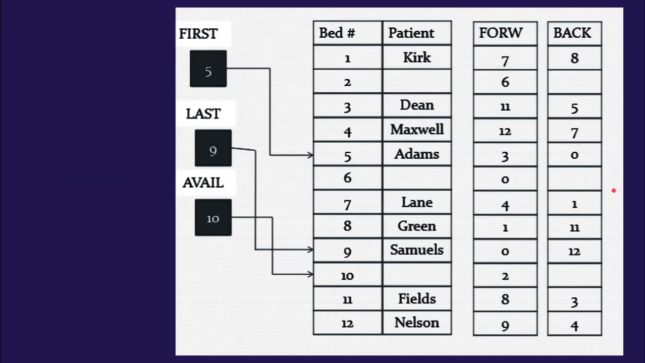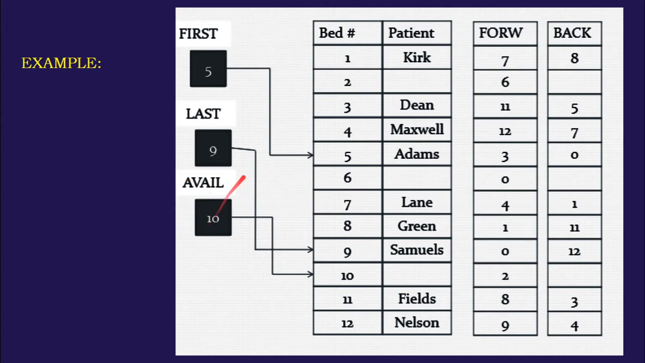Okay, let us see with an example how this doubly linked list helps to represent data. This is the data of a hospital having the bed number and the patient name. So the first, and here the forward and back links are there. This is the doubly linked list concept. Here we have three more pointers: first, last and avail. We know that first is the starting of the list, last is the end of the list, and avail is the available free space in the list.